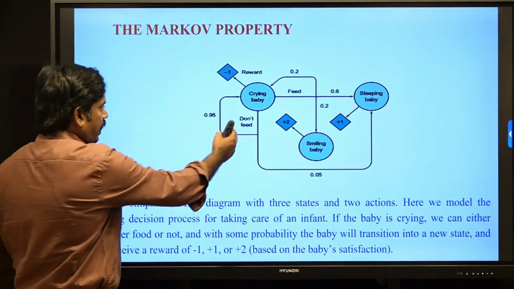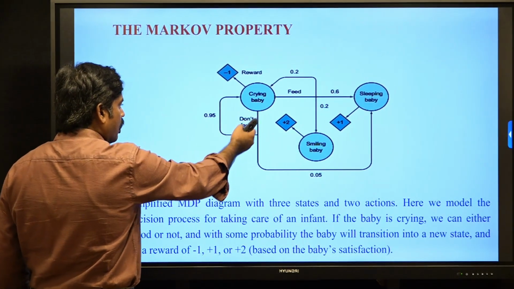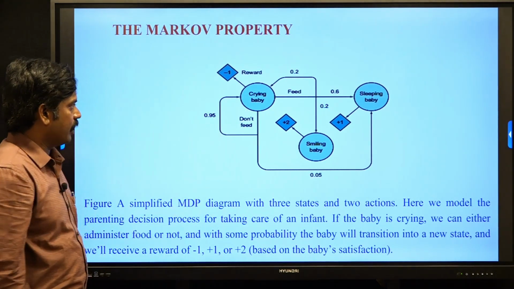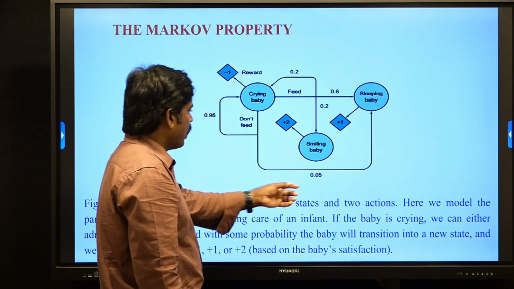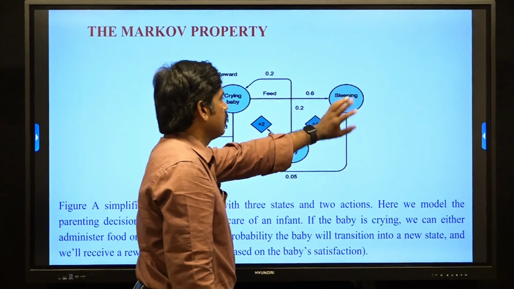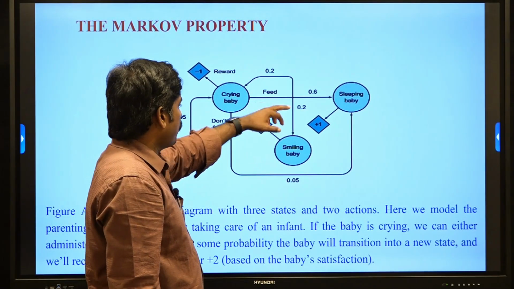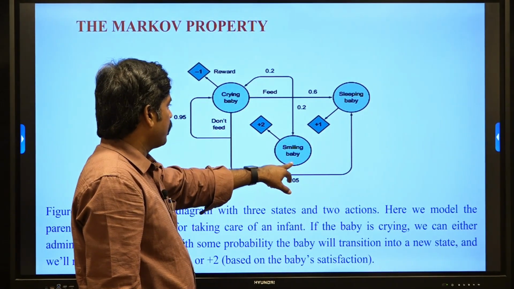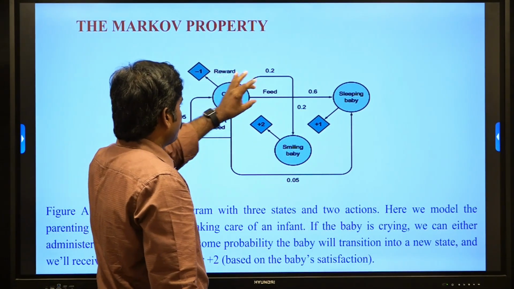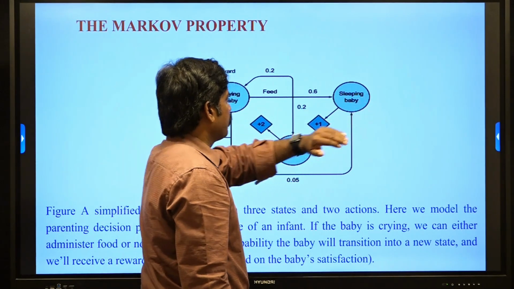The next state probabilities are also mentioned here. For the crying baby, if we apply the don't feed action, the probability of crying again is 0.95, and the probability of the sleeping baby is 0.05. If we feed the crying baby, with probability 0.2 it moves to the smiling baby state, and with probability 0.6 it moves to the sleeping baby state.